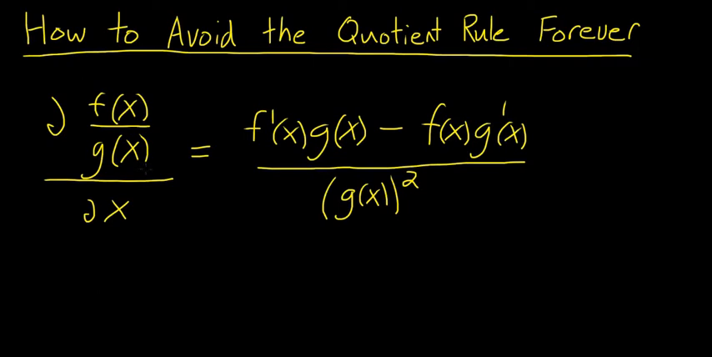In this video, I'm going to teach you how to avoid using the quotient rule. Now, this is the quotient rule. This is the rule that we're taught to use in calculus if you have a function of x divided by another function of x, and you need to take the derivative with respect to x. And this is what the rule looks like.